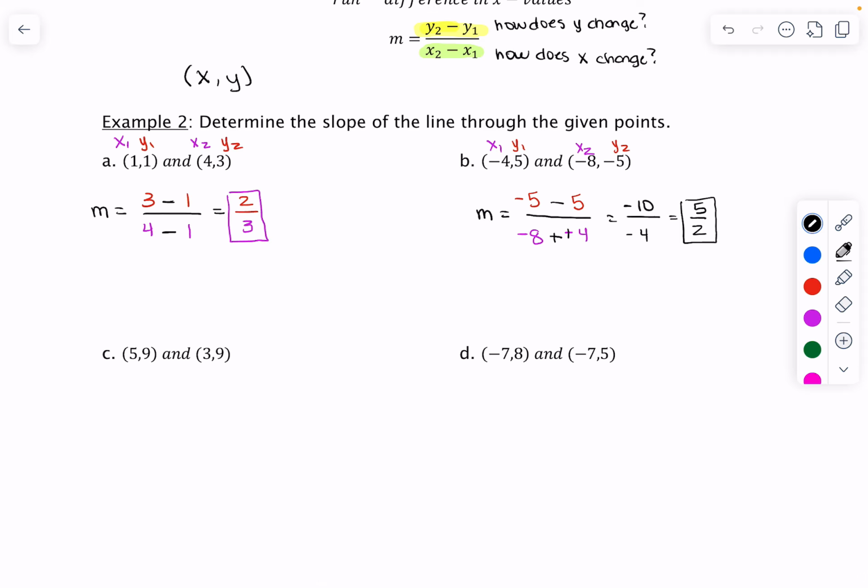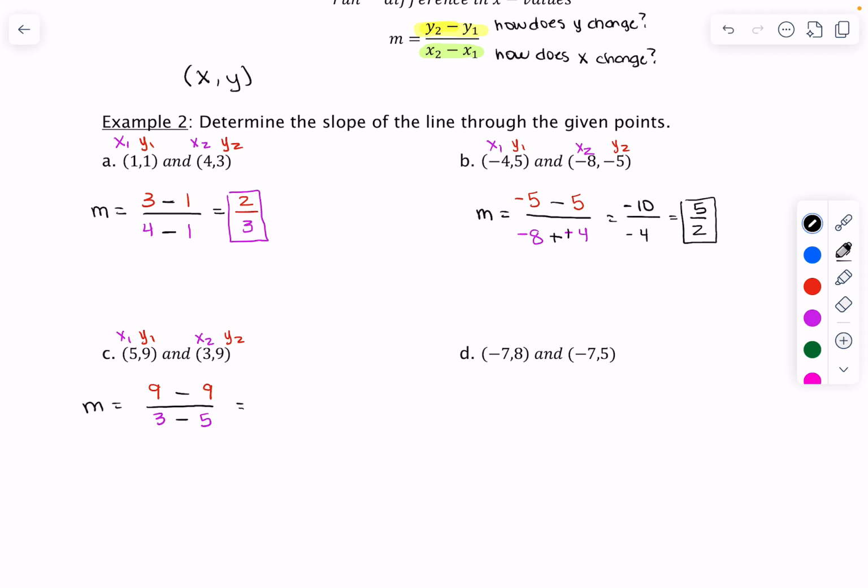So now I've got 5,9 and 3,9. I'm going to set it up the same way. M equals my bar, my minus signs for my skeleton, label x1 and x2, label y1 and y2, and then plug them in. So on the top, I'm going to have 9 and 9. And on the bottom, I'm going to have x2 be 3, x1 is 5.